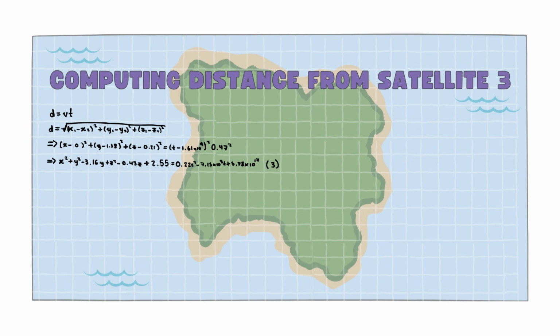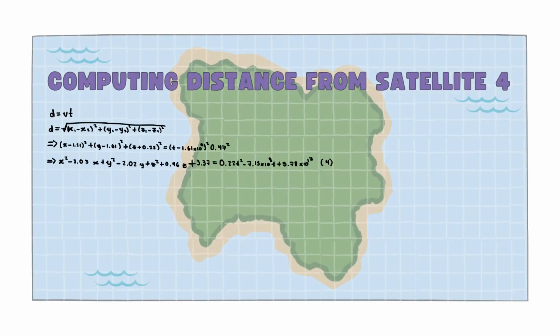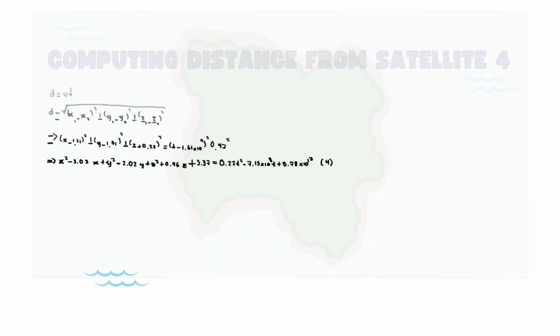And the last equation will be equation 4. That will be x squared minus 3.03x plus y squared minus 2.02y plus z squared plus 0.96z plus 3.37 is equal to 0.22 t squared minus 7.15 times 10 to the 8th power t plus 5.78 times 10 to the 17th power. And with these four formulas, we're going to be able to find the location.